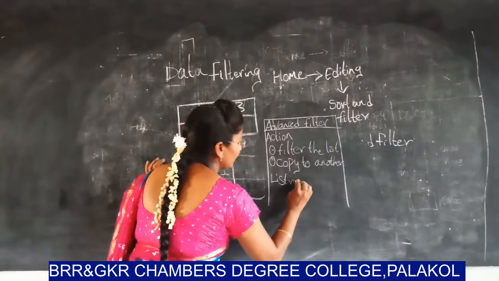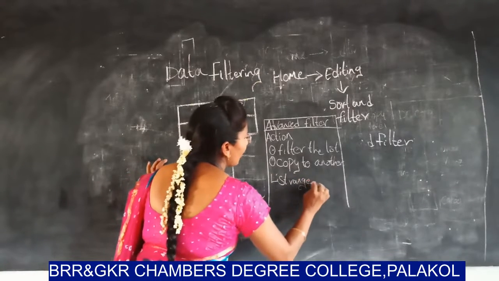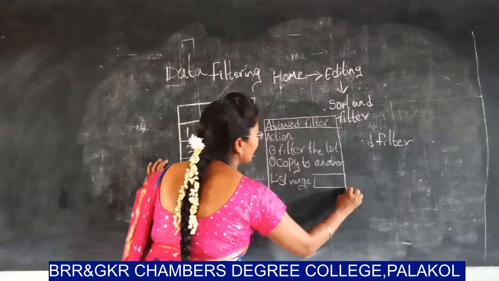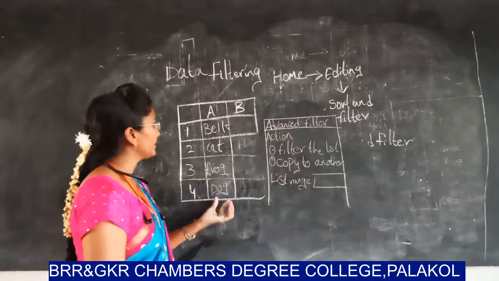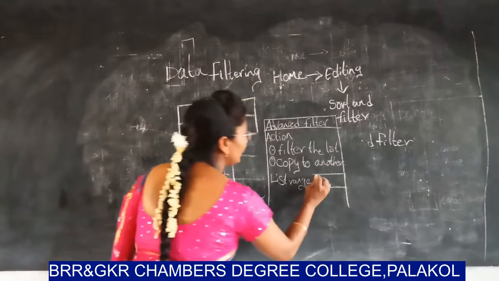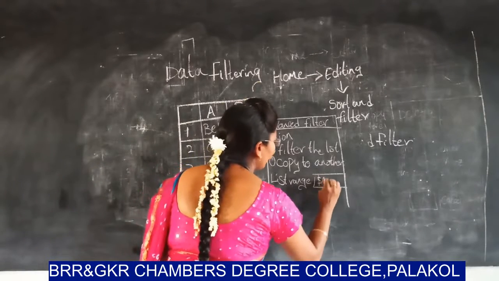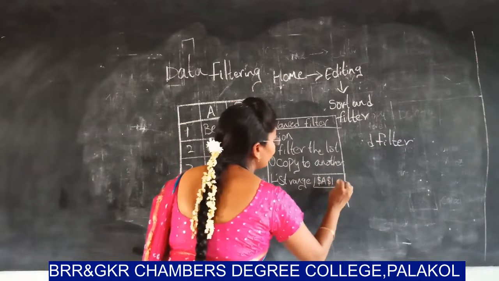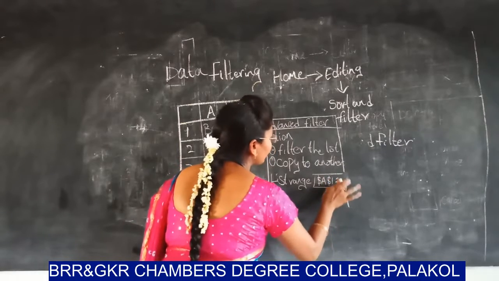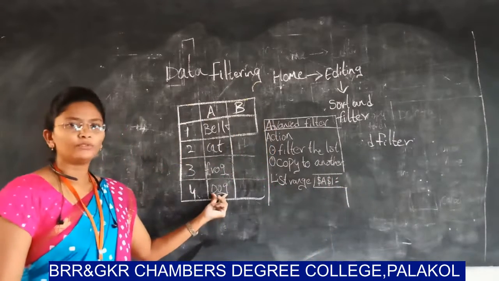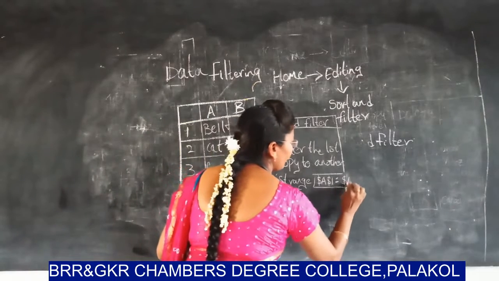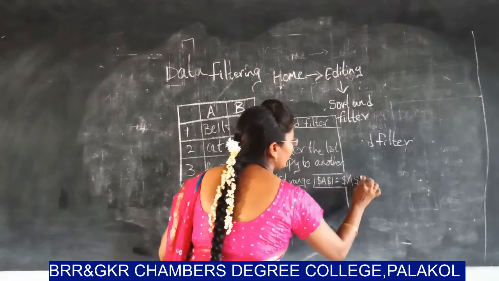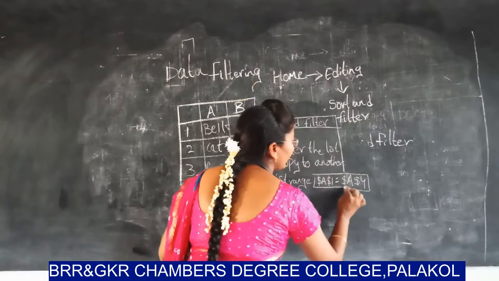And next one is list range. Automatically it will show the list range. Whatever the selected cells appeared in your Excel sheet, that means A1, it will be displayed here. That means $A and $1 and colon symbol. And last cell reference is A4. That means $A and $4. That will be appeared here.